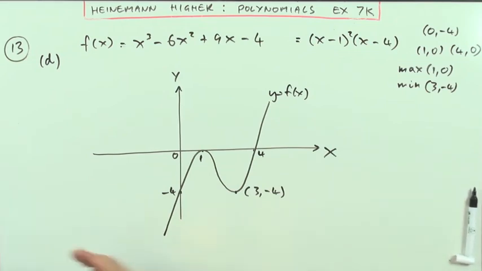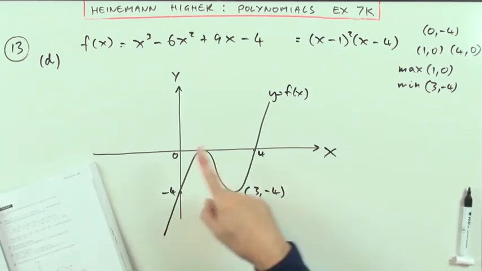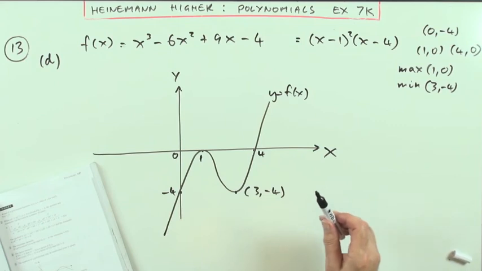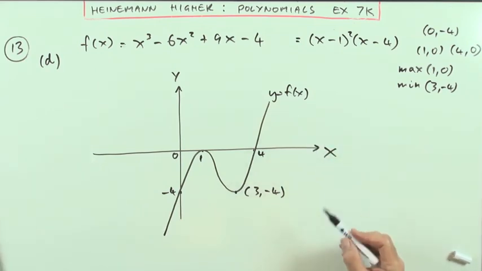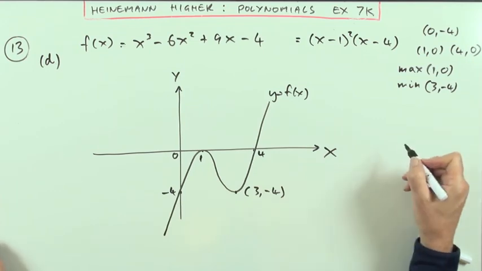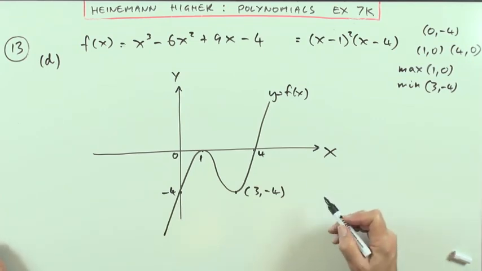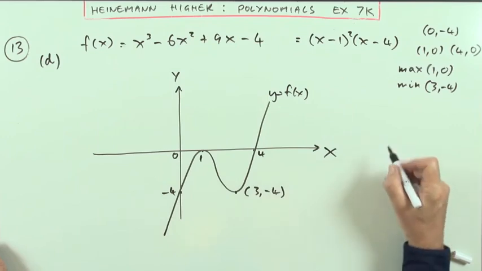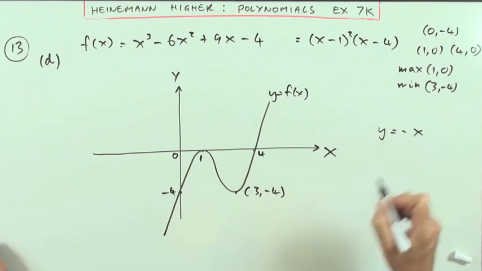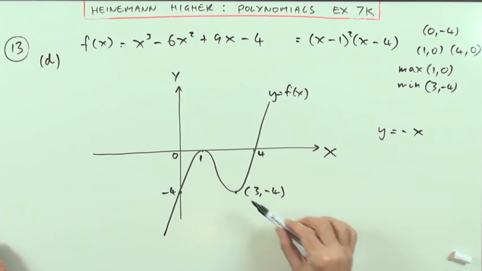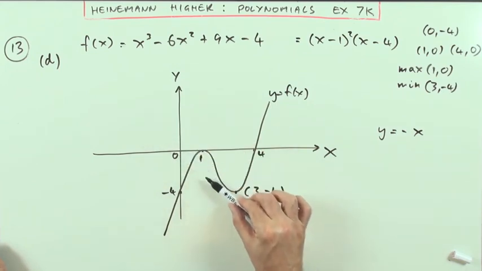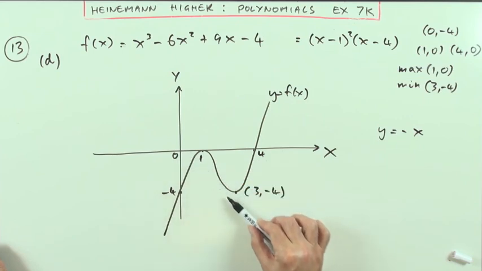Last part. Use the graph, I've got it here, to determine the number of solutions to the equation f of x equals negative x. Now f of x equals negative x is the same as saying, where does this graph cut the graph of y equals negative x, because you're equating the two y coordinates. And the graph of y equals negative x comes through the origin going down the way, so it really just depends where it comes through.